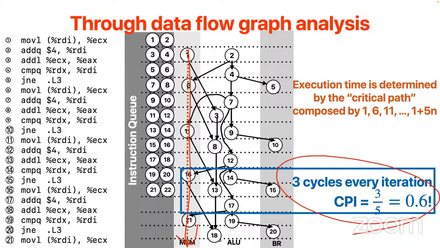And you also know that other instructions don't matter a lot, only the instructions on the critical path, which is 1, 6, 11, 16, 21, right? Every 1 plus 5 instruction for this example would determine the execution time. So those are the critical path instructions in this execution. And the critical path instruction is actually, for this example, the move instruction, right?